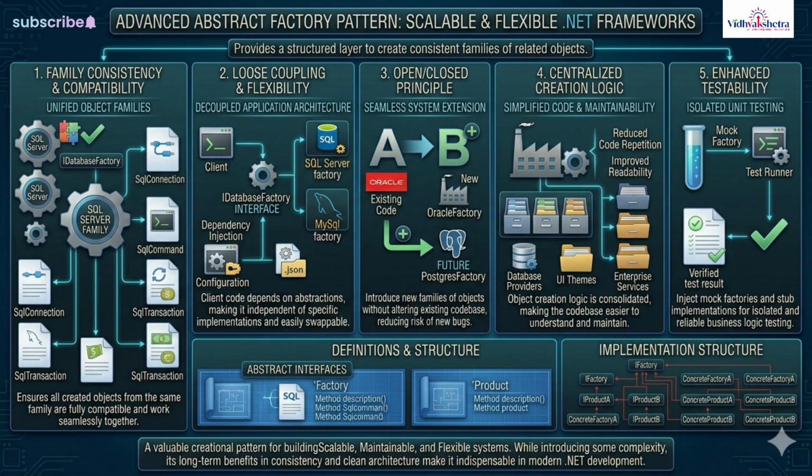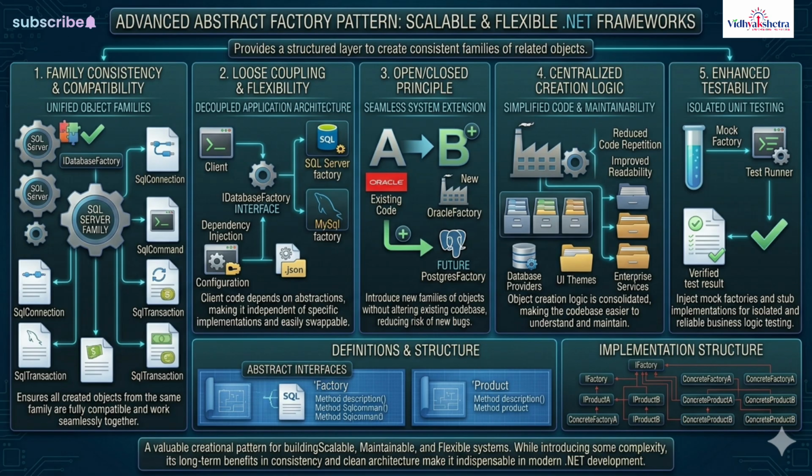One of the key strengths of the abstract factory pattern is its ability to promote loose coupling. The client code depends only on interfaces and abstract factories rather than concrete implementations, which makes the system more flexible and easier to maintain. This abstraction allows developers to switch between different families of objects, such as changing a database provider or UI theme, without modifying the core business logic. As a result, the application becomes more adaptable to changing requirements.